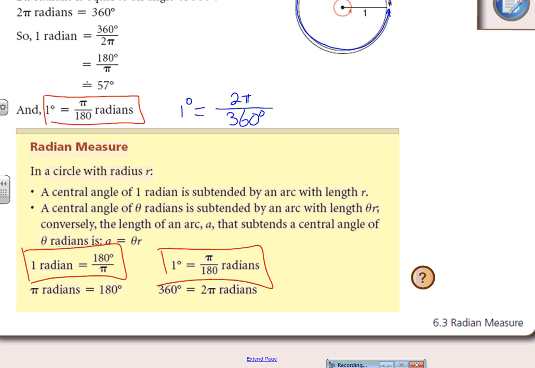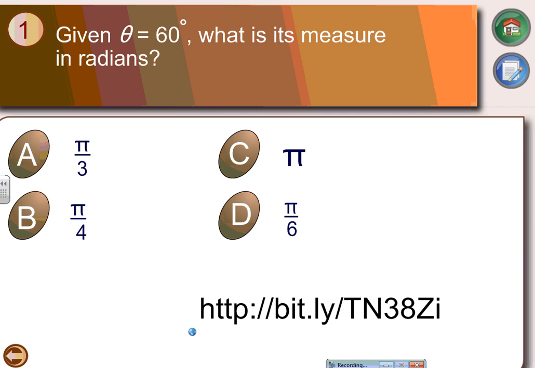All the way around the circle is 2 pi. Halfway around the circle is going to be half of that, just pi. So if 360 degrees is 2 pi and 180 degrees is just pi, what would 60 degrees be? Check it out on your bit.ly link. Let's see what you can do with it.